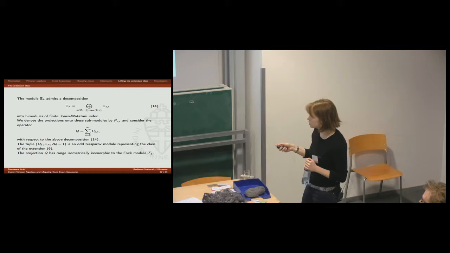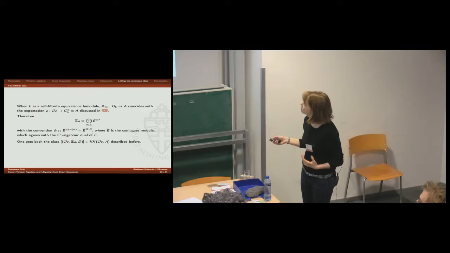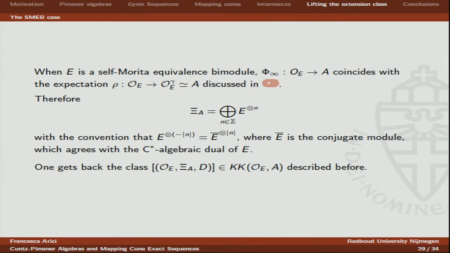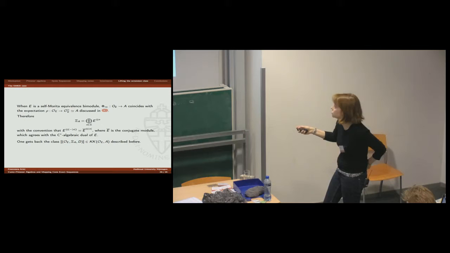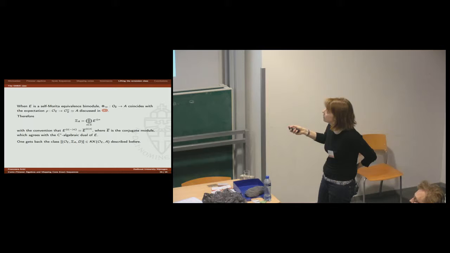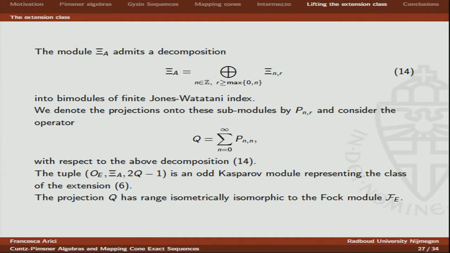So this is very similar to what happens in the self-Morita equivalence case, where, I will first describe this. If you have a self-Morita equivalence bimodule, you have naturally this conditional expectation, but you also have this two-sided Fock module structure. So you define an operator which only projects onto the positive part of the Fock module, and then an unbounded representative for this class will be given by the class of the number operator that I described before. So their construction really agrees with the construction of this extension class in the case of self-Morita equivalences.